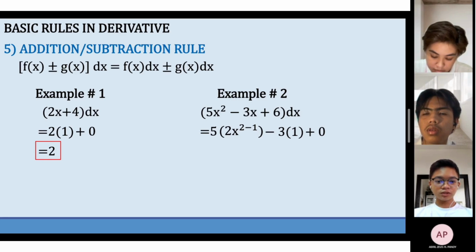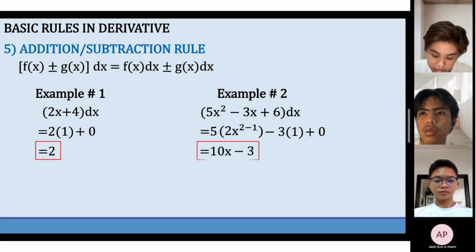So 5 times 2x to the exponent 2 minus 1 is equal to 10x, and you don't have to write the 1 above the x. Minus 3 times 1 equals negative 3 plus 0. So the answer is 10x minus 3.